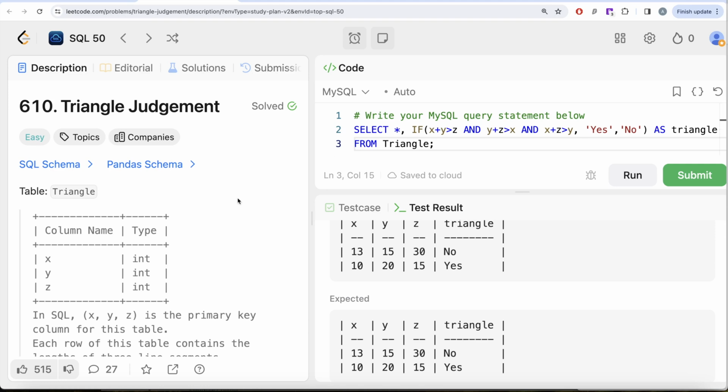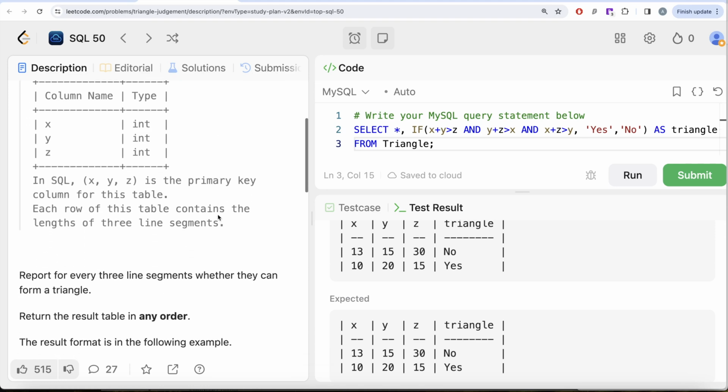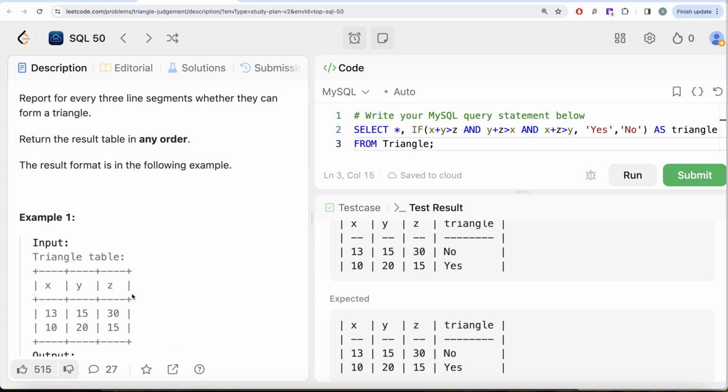Now let me know if this question would have asked whether these line segments can form a right angle triangle or not. How would you do that? What are the conditions? Basically, you will have to use the Pythagoras theorem. If the sum of the squares of two line segments is equal to the square of the third line segment, then you can form a right angle triangle. So you can use a power function in that case. So you see, you can perform various mathematical functions in SQL as well. So yeah, this is how we do it.